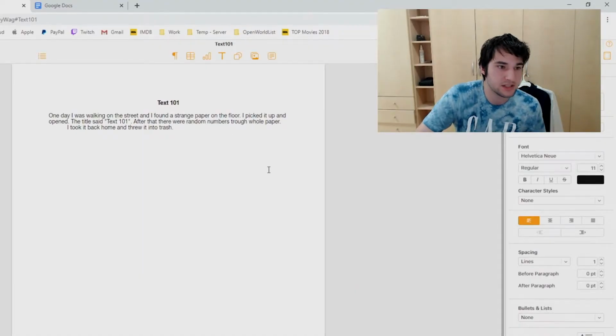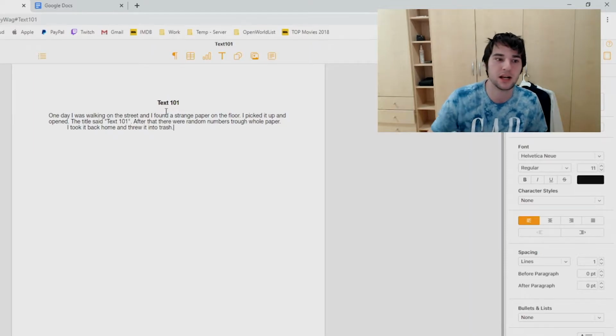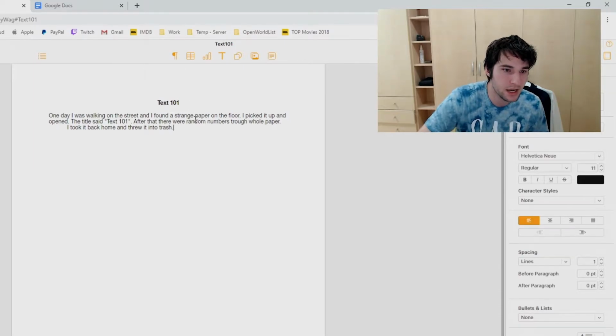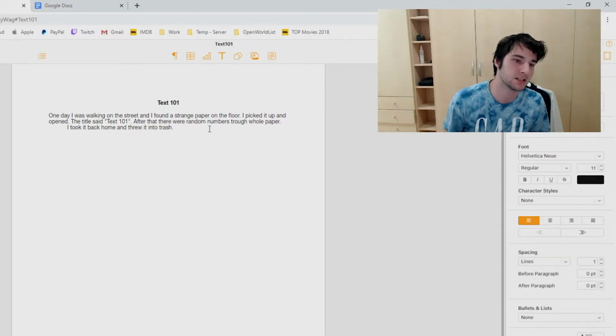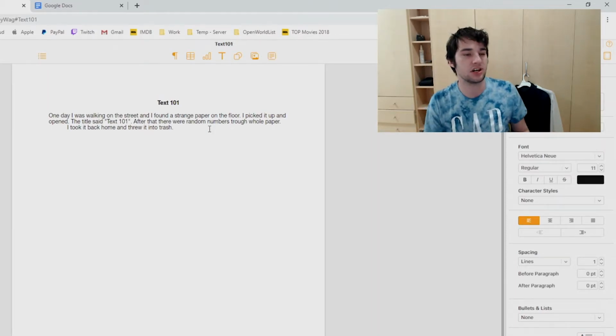So this is what I started to write. It's actually called Text 101. It's talking about a guy who's walking, he's a normal guy. He just found a strange paper and the title on the paper said Text 101 and random numbers, and he's just gonna throw it into the trash when he goes back home because he thinks it's just random things.